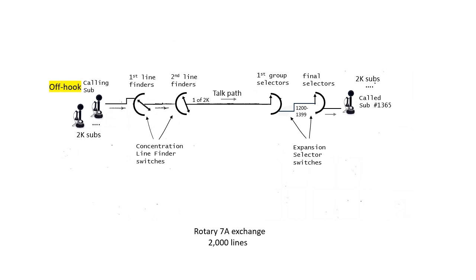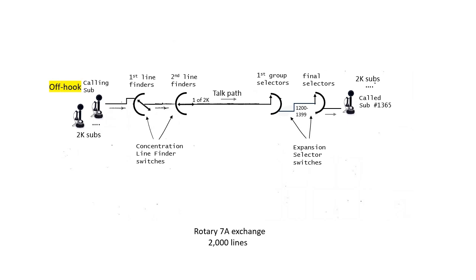Next, the second line finder goes into action. Its job is to find the successful first line finder. So, it takes 2 levels of line finder switches to funnel 1 out of 2,000 subscribers. Next, the caller receives dial tone, and then dials the desired 4-digit number, 1365. The digits are recorded on equipment not shown here.